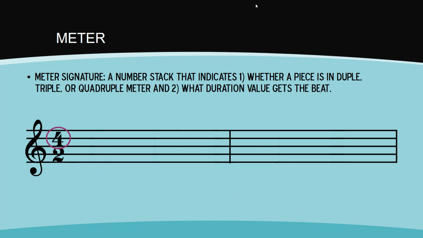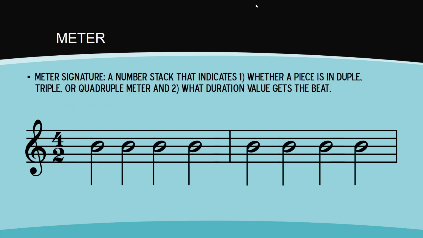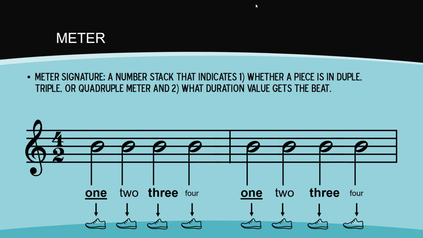Let's look at another meter signature example, 4/2. The top number, 4, tells us that in each measure there will be 4 beats. Again, we relate the bottom number to a division of the whole note. If we divide the value of the whole note, 4 beats, by the number indicated here, 2, we get 2 beats. The duration value that gets 2 beats is the half note. Therefore, there are 4 beats in the measure, and the half note gets the beat.